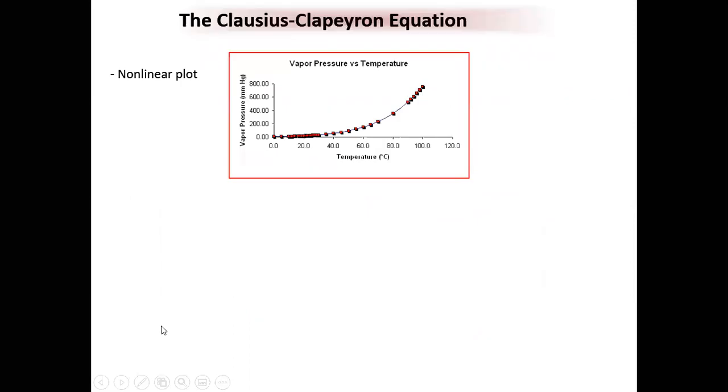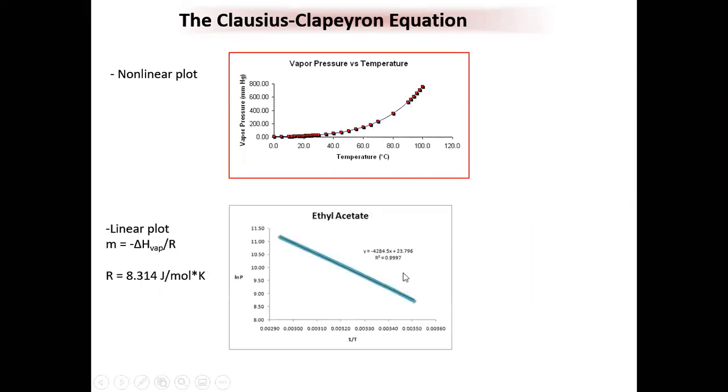Again, if you were just to plot vapor pressure versus temperature, you would have a non-linear plot, and there's not much we can do as far as linear regression for a non-linear plot. But if we take the ln of P and plot it against 1 over T, where T is in Kelvin, you see that we get a linear relationship. Then from the slope, we can determine the delta H of vaporization.